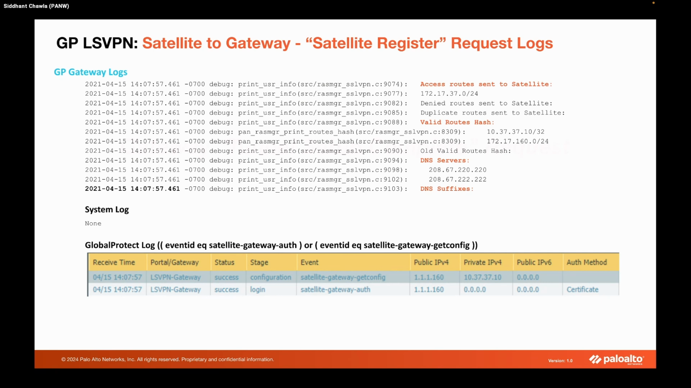There will always be an active session from satellite to gateway. It is on SSL. Then once a tunnel is established, you will see IPsec ESP UDP. For the GlobalProtect log, event ID EQ satellite-gateway-tunnel-setup.